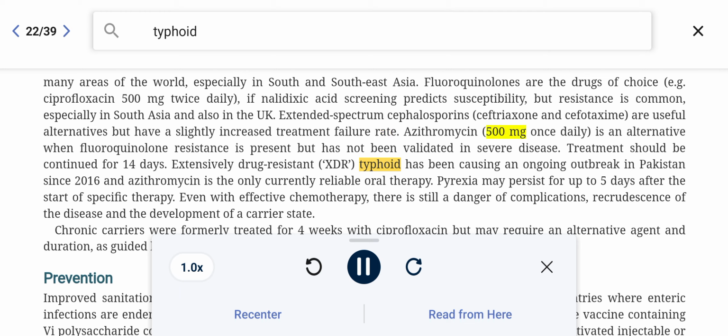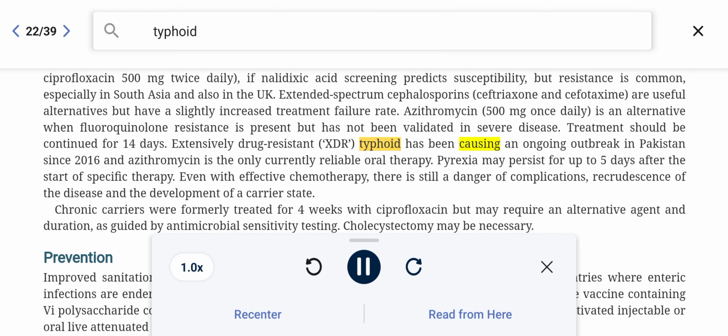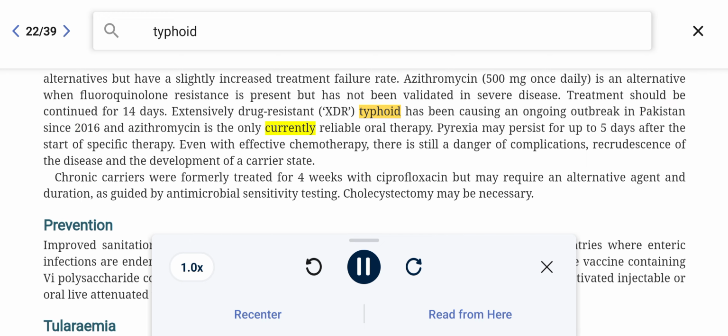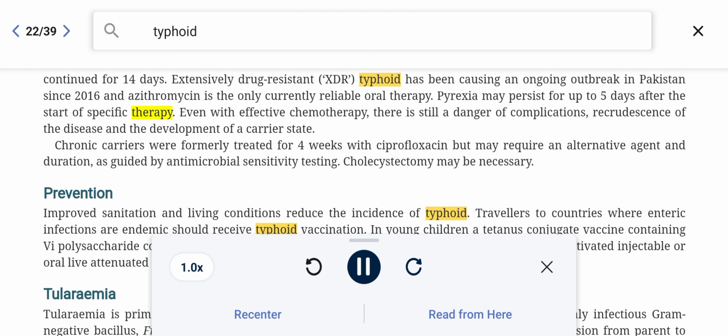Azithromycin 500 mg once daily is an alternative when fluoroquinolone resistance is present but has not been validated in severe disease. Treatment should be continued for 14 days. Extensively drug-resistant, XDR, typhoid has been causing an ongoing outbreak in Pakistan since 2016 and azithromycin is the only currently reliable oral therapy. Pyrexia may persist for up to 5 days after the start of specific therapy.